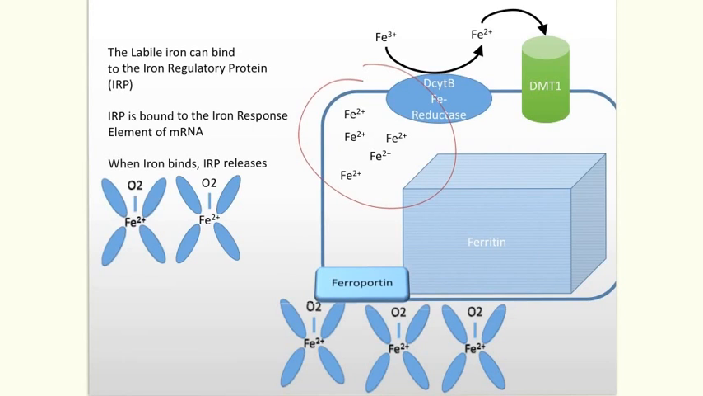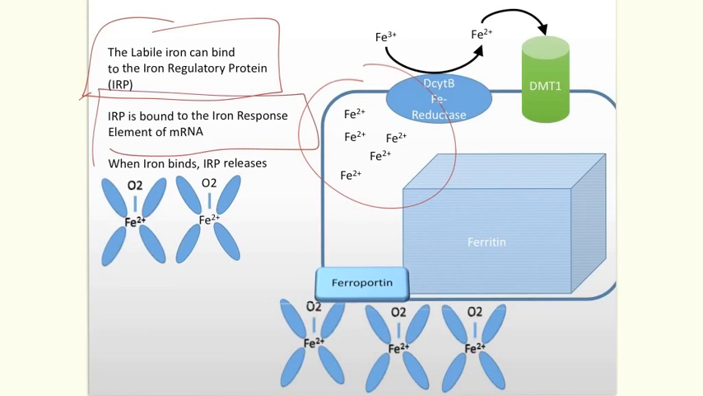Okay, so what I want to say is that the labile iron, that free iron, can bind to a regulatory protein, so the iron response protein. Now that might not be true, but we're just going to assume it is because that's the classic canonical teaching. So it binds to the iron response protein, and then that iron response protein will become unbound from mRNA.